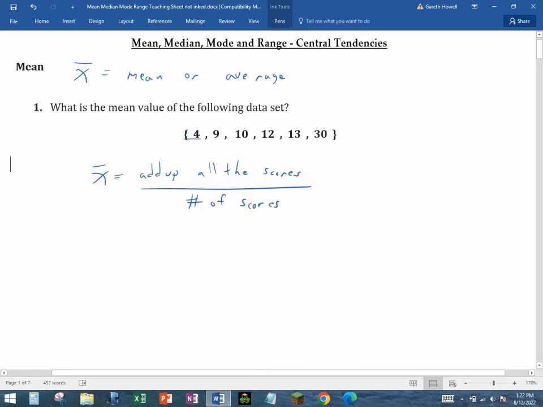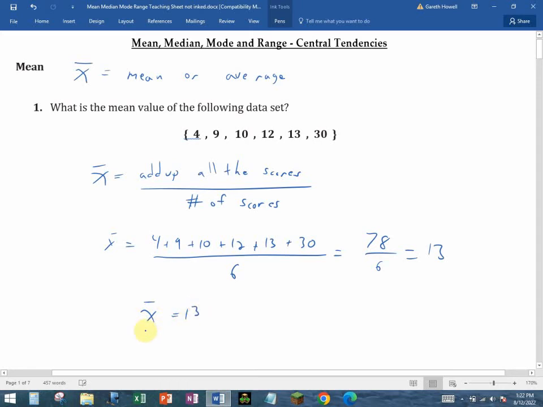So what that means for x bar is we add up the 4 plus the 9 plus the 10 plus 12, 13, and 30, and we divide by 1, 2, 3, 4, 5, 6. So that gives us 78 divided by 6, which is 13. So we would say the mean or average, x bar, is equal to 13.